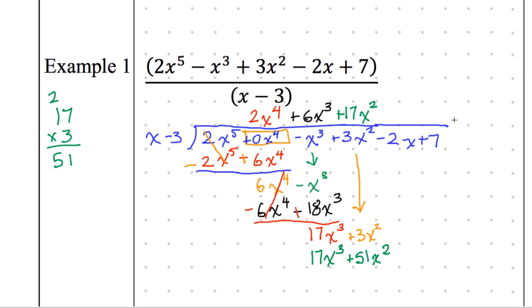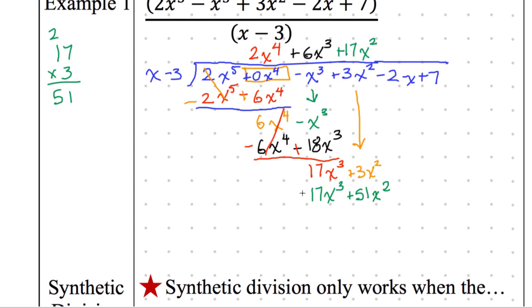Ooh, careful before you do that. We have to subtract the 17x squared and 31x squared. Okay, and what do you get? Negative 48x squared. 48x squared. All right, there it is.